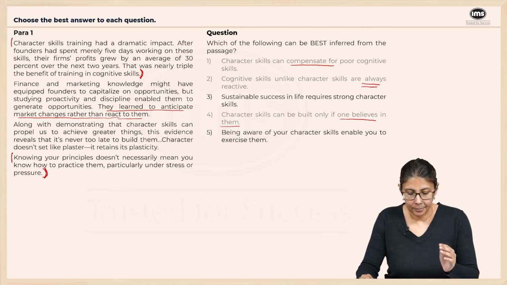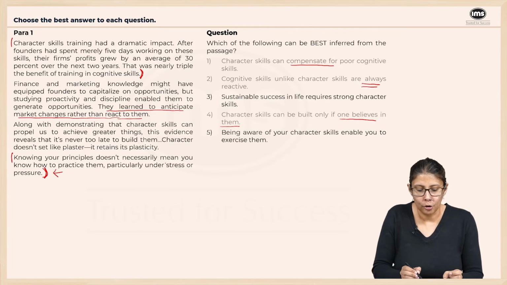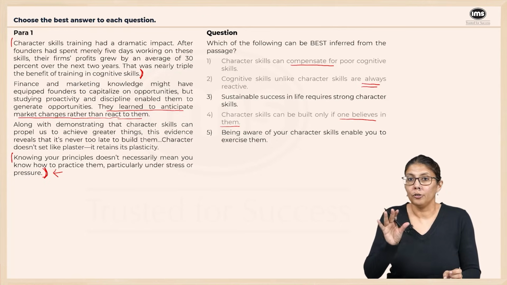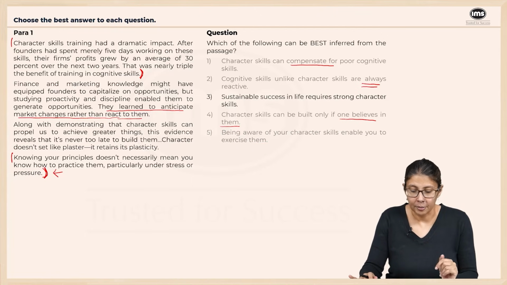Let's eliminate that. Now, we have the fifth option. Being aware of your character skills enables you to exercise them. If you look at this part here, knowing your principles doesn't mean you know how to practice them. So, just because you are aware of your principles or character does not mean that you will stick to it. That means option 5 is definitely not our answer, contradicted by the text.